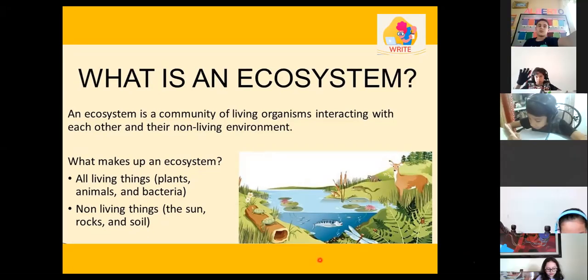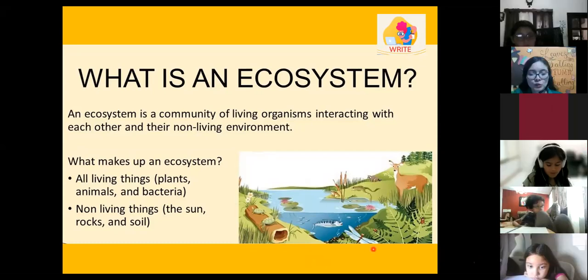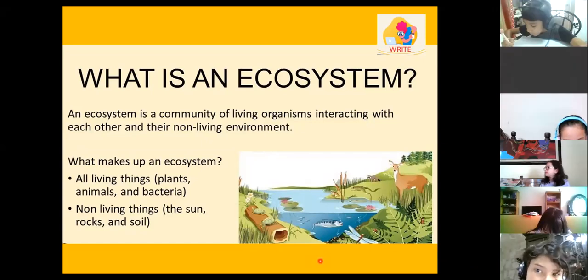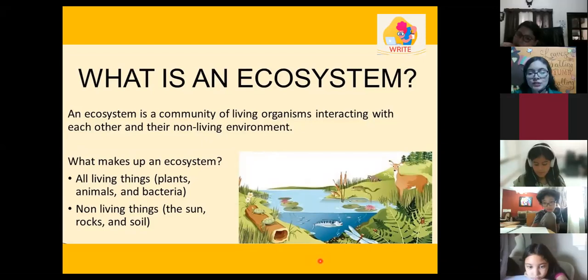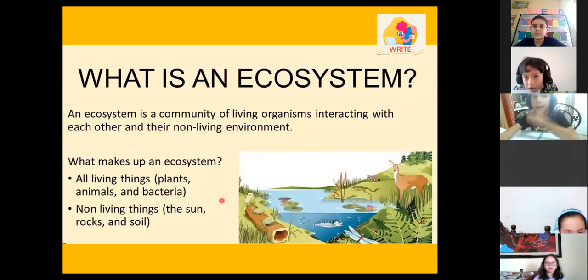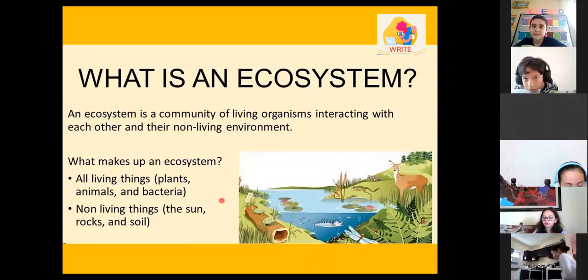Now, okay, we're going to copy another slide about how we can classify an ecosystem. Remember, we have living things and non-living things, but there is another name that we can use to describe living things and non-living things. Okay, let's go to the next slide. All of you finished, right, to copy in this slide? Okay, perfect. So let's go here.